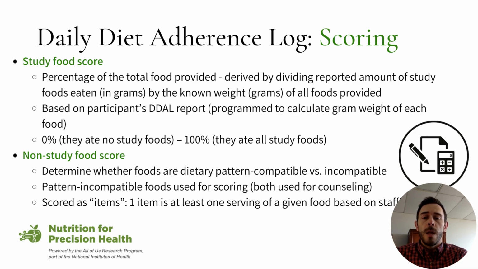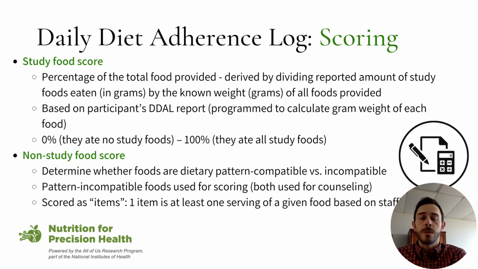There are two elements to this that may require additional information gathering on the part of NPH staff. First, staff must determine and decide whether the non-study foods the participant reports eating are dietary pattern compatible versus incompatible, which will be specific to each of the three diets. Based on whether it is pattern compatible or incompatible will determine what goes into the scoring of the DDAL, which I'll describe in more detail in a moment.